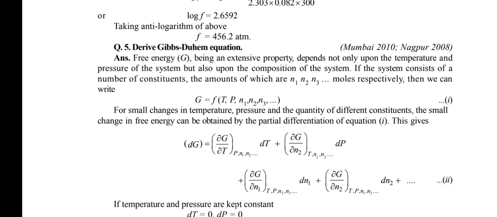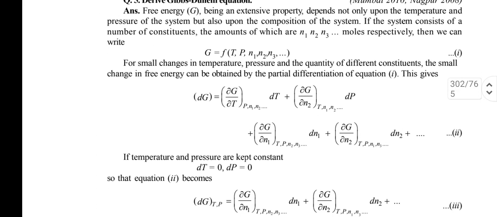For a small change in the temperature, pressure and the quantity of different constituents, the small change in free energy can be obtained by the partial differential of the equation. First, this gives dG equals dG by dT at constant pressure n1 n2 into dT plus dG by dP at constant temperature n1 n2 into dP plus dG by dn1 at constant temperature, pressure, n2 n3 into dn1 plus dG by dn2 at constant temperature, pressure, n1 n3 into dn2 and so on.